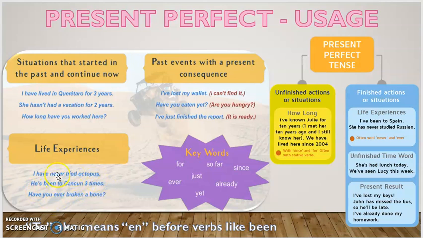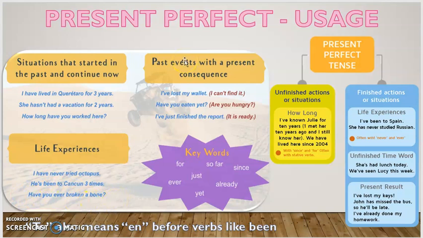So I need to make a parenthesis in here, especially with the word to. To also means en before verbs like been. Okay? So this is not él ha estado a Cancún, sino él ha estado en Cancún. Ese to is en. The other example is have you ever broken a bone? ¿Alguna vez te has roto un hueso?